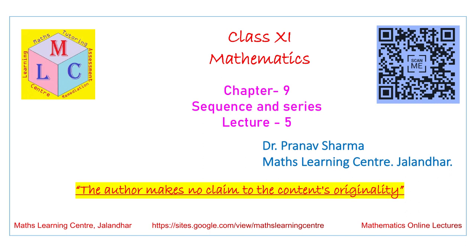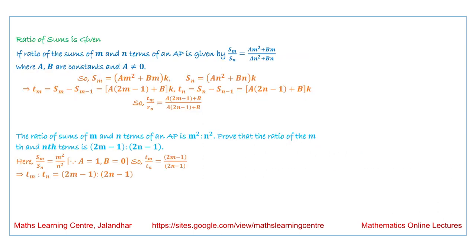We are going to start now lecture 5 of chapter 9, class 11th mathematics, sequence and series. In this lecture we will talk about certain problems related to arithmetic progressions. The first thing we are going to discuss is when the ratio of the sums is given and we have to find the ratio of the common terms.